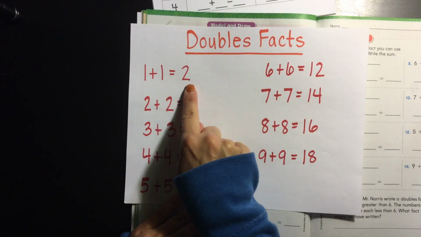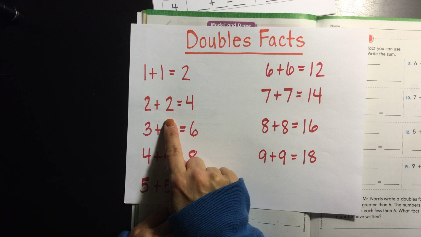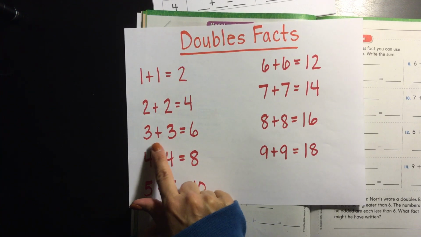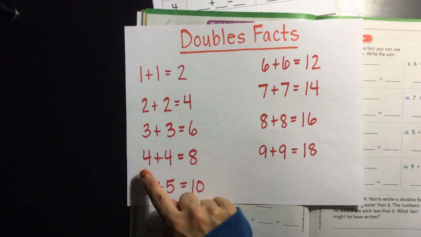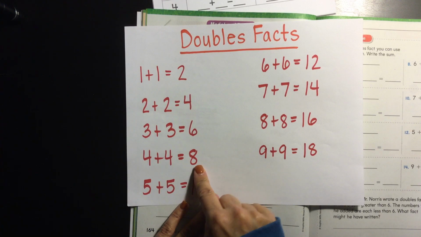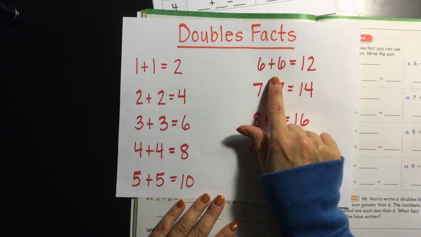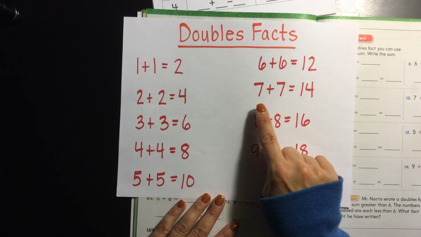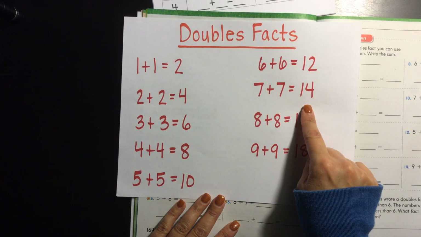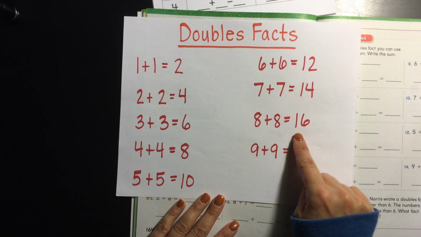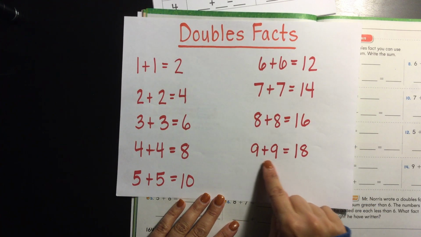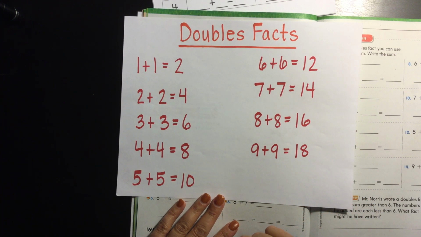1 plus 1 equals 2. 2 plus 2 equals 4. 3 plus 3 equals 6. 4 plus 4 equals 8. 5 plus 5 equals 10. 6 plus 6 equals 12. 7 plus 7 equals 14. 8 plus 8 equals 16. 9 plus 9 equals 18.